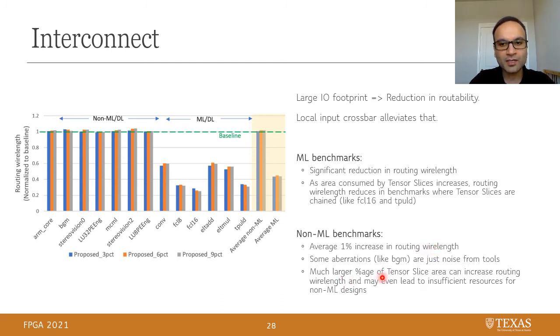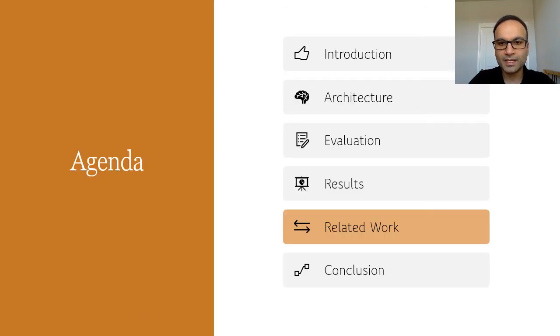A large number of tensor slices in the FPGA can cause a significant increase in the routing wire length and may even lead to insufficient resources for non-ML designs. Okay, let's look at some related work.